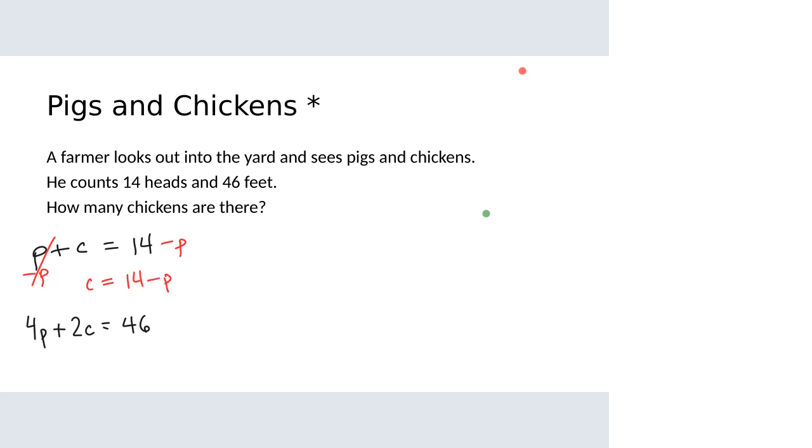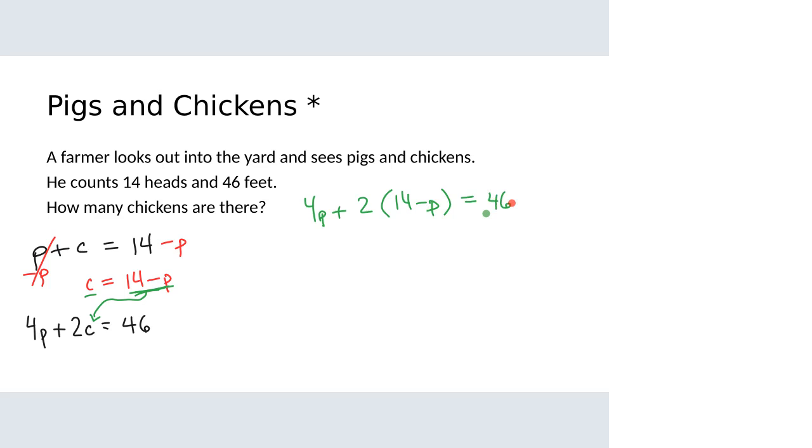What we're saying there when we say those are equal is that C and 14 minus P are the same. So wherever I have a C, I can put 14 minus P in its place. And so when I rewrite this as 4P plus 2 times 14 minus P, that equals 46. And now I have an equation I can solve.